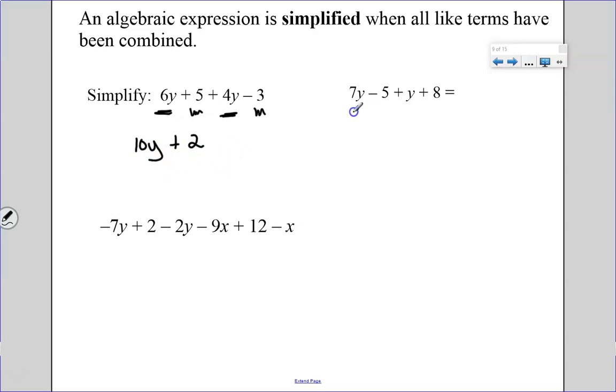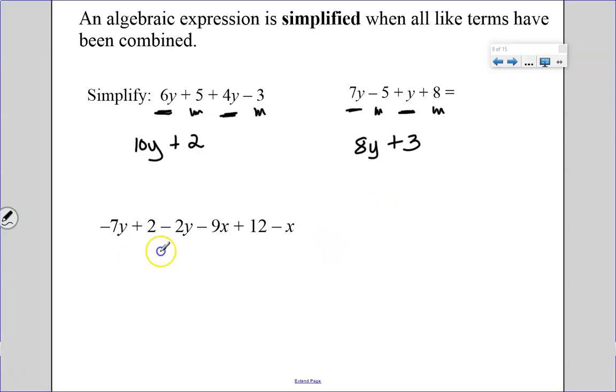In the next example, I'll point out the like terms. 7y can be combined with y, and negative 5 can be combined with 8. Well, 7y plus 1y would give me 8y, and negative 5 plus 8 would give me a positive 3. So 8y plus 3 would be the simplified version.